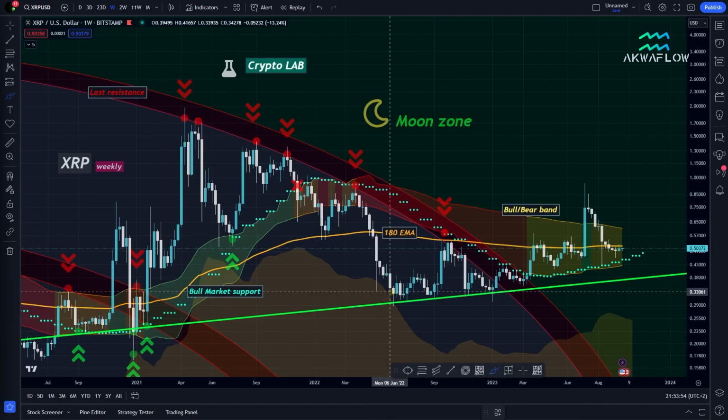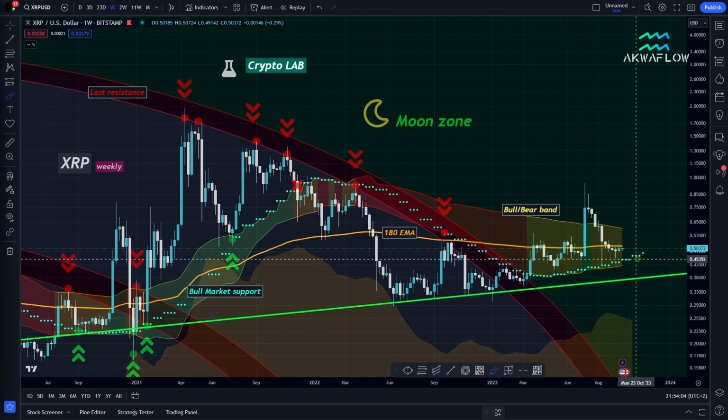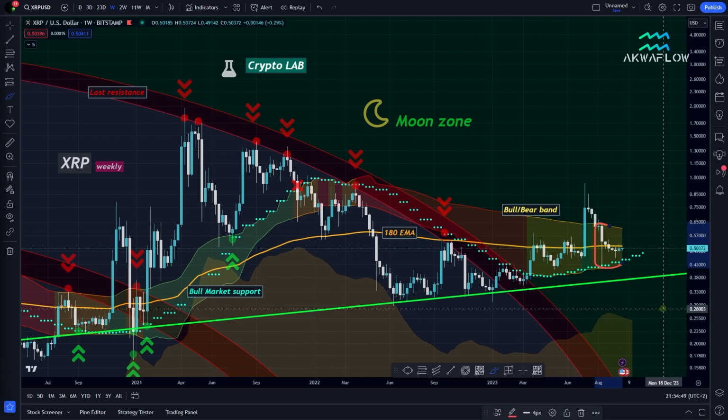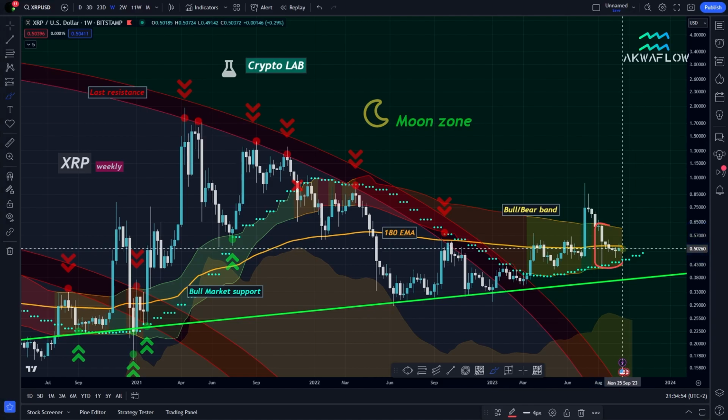So in the big picture chart, there is nothing new to say. We are still inside the band, inside the bull bear band, right? We are above the bull market support with the blue dots. The current price is still in a transition phase, and we've been in this transition phase since we penetrated the band again, right? And what would be a very bearish move from XRP would be to cross the bull market support in blue and to trend below the band and the bull market support. This would be a very, very bad sign, guys.